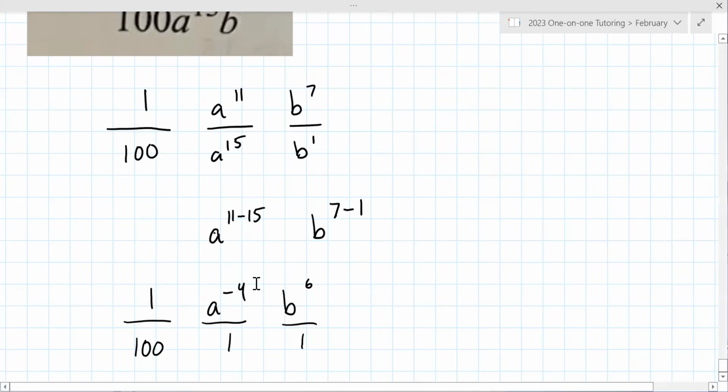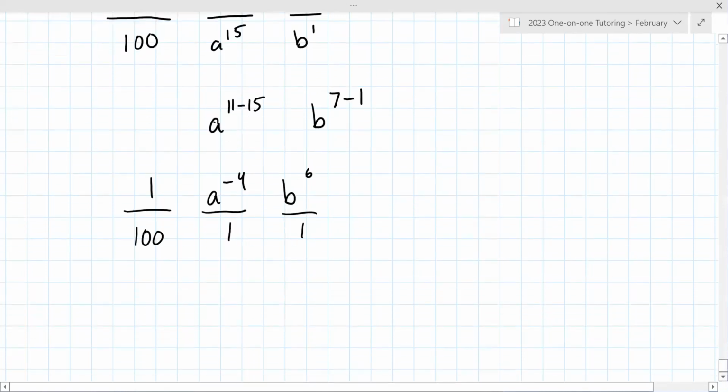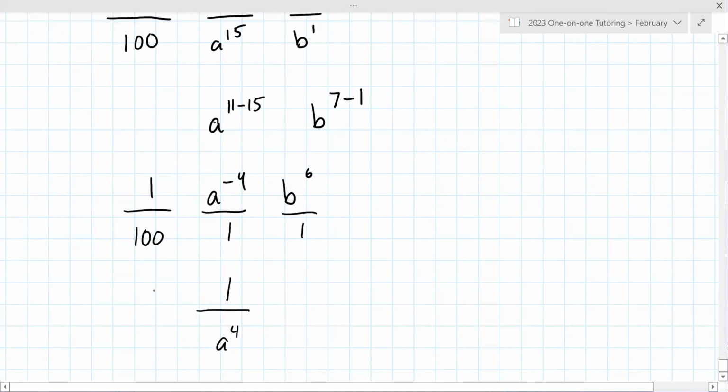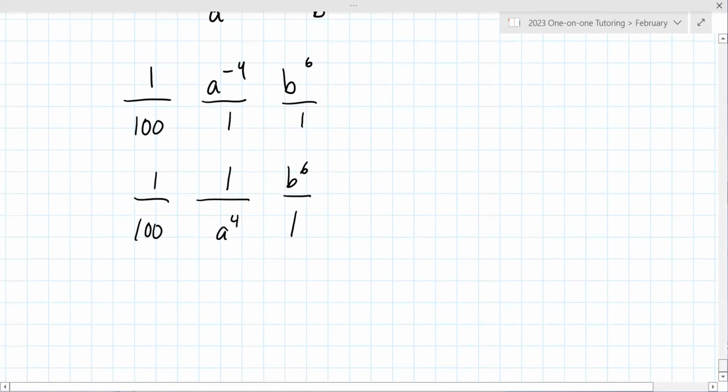That middle one is really standing out. What do we do with that one? You want to make it positive, so you go 1 over a to the 4th. Good. Yes. So in the top, you've got 1 times 1 times b to the 6th. So just b to the 6th over 100 a to the 4th.